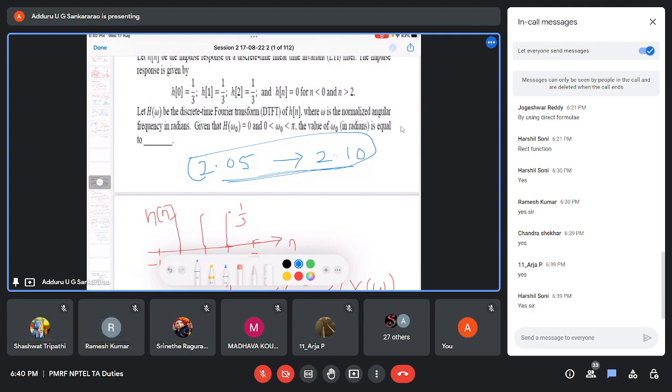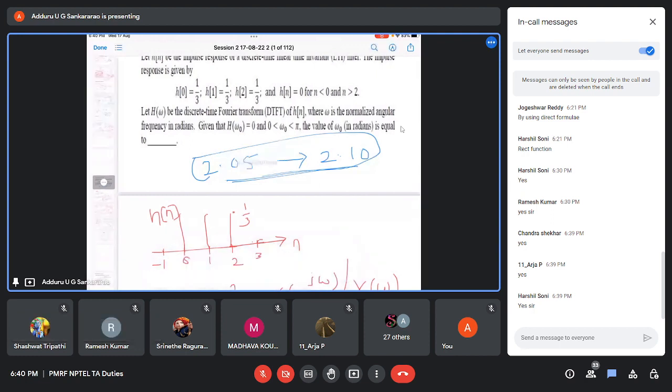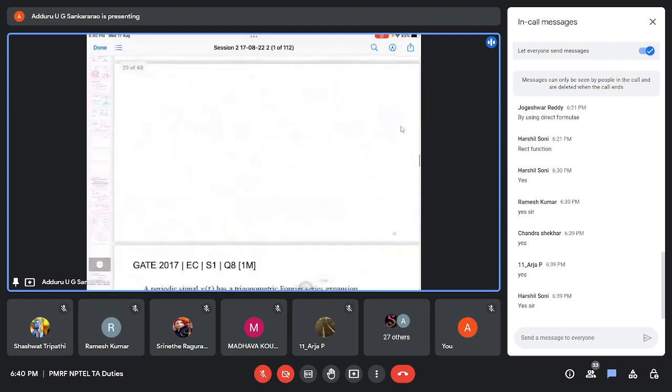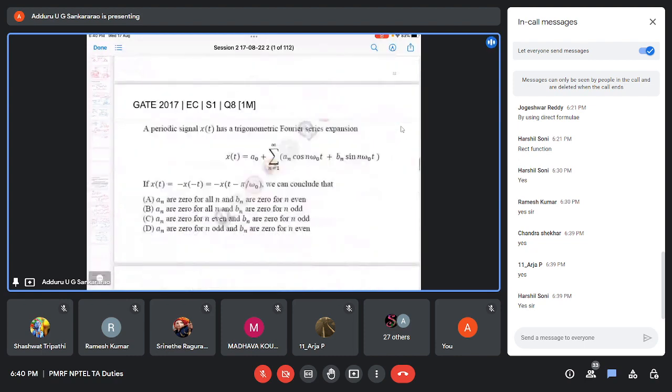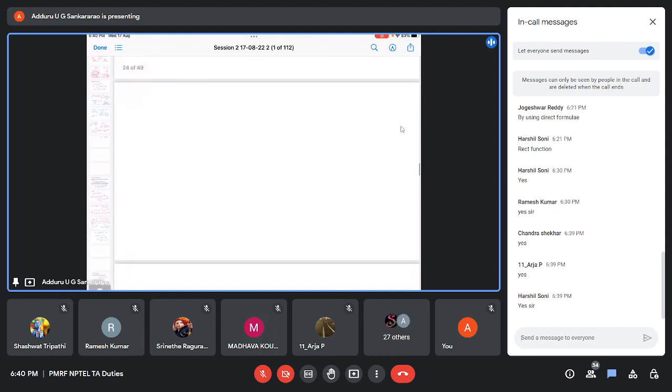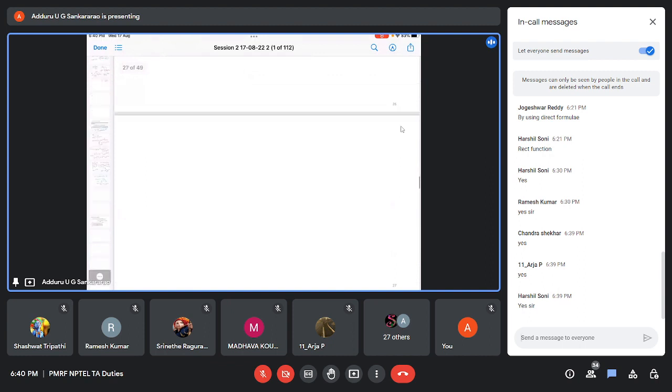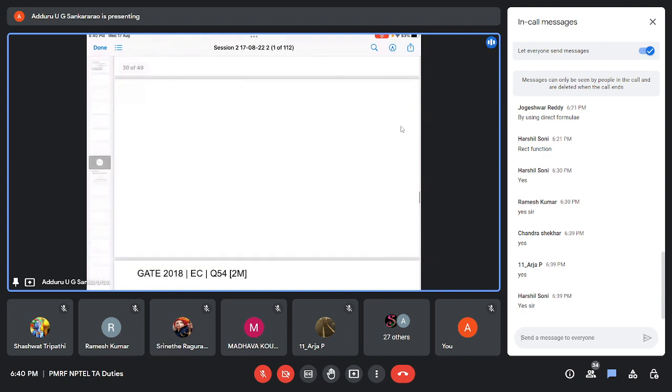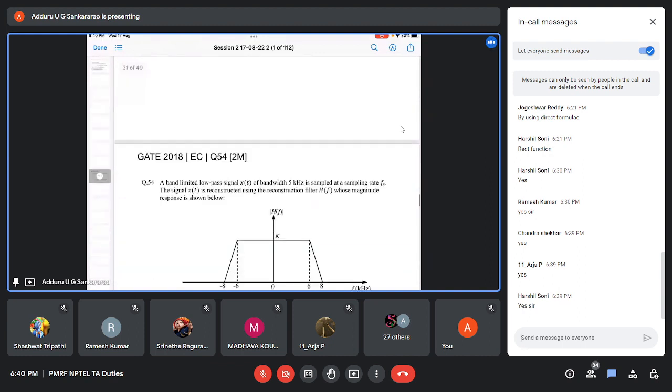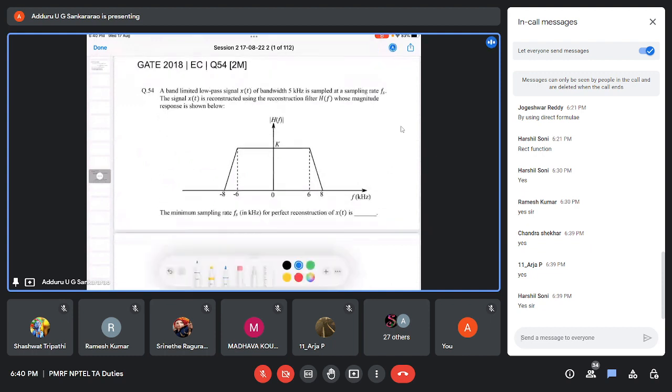This is Fourier series 1. Maybe next class I'll take Fourier series 1. But now I'll go to one of the applications of this Fourier transform, that is sampling. So we will solve this now.